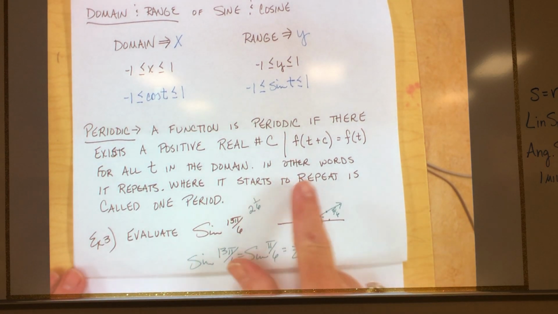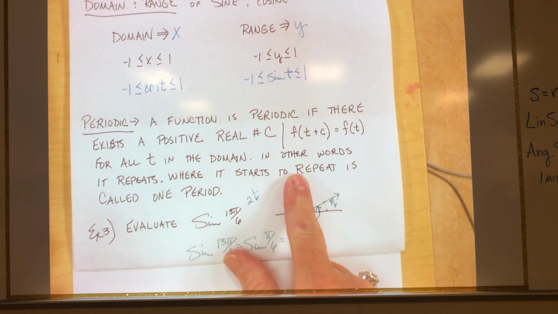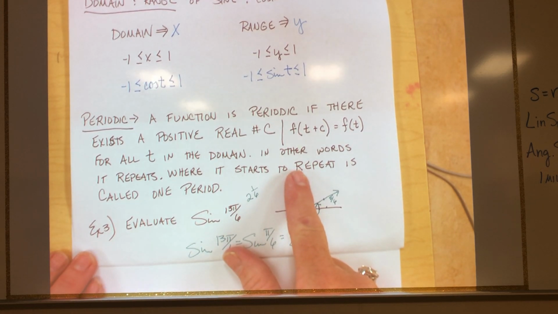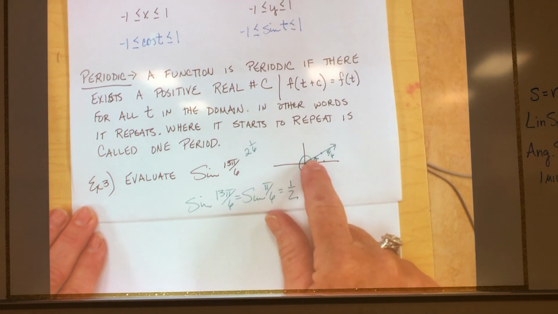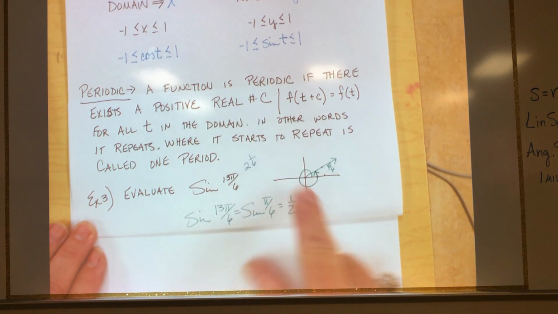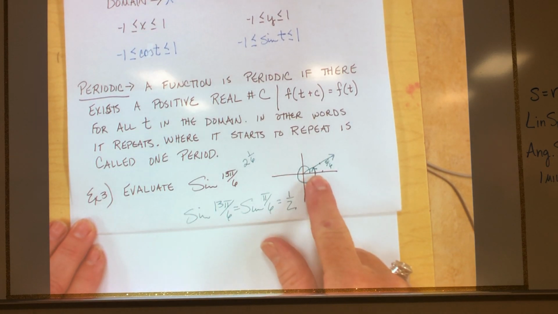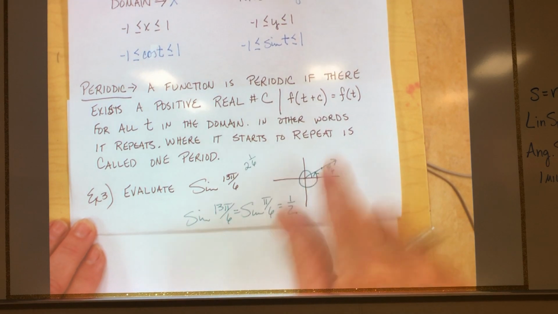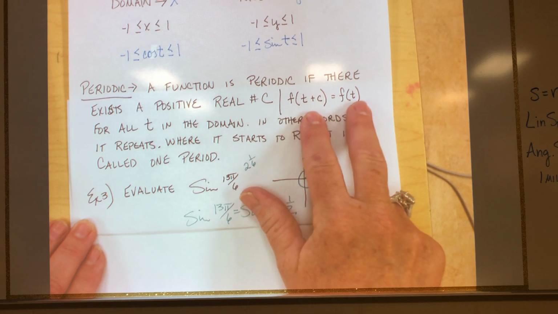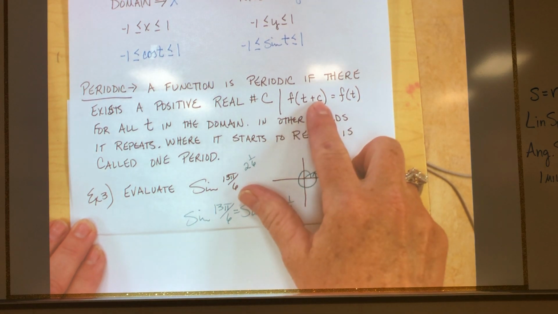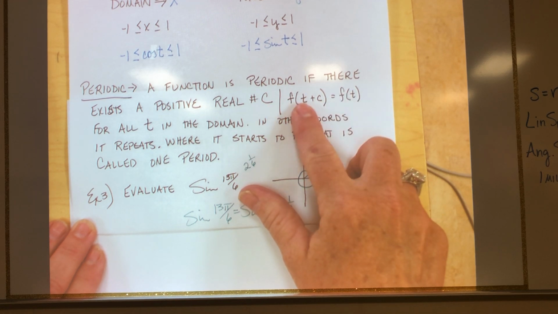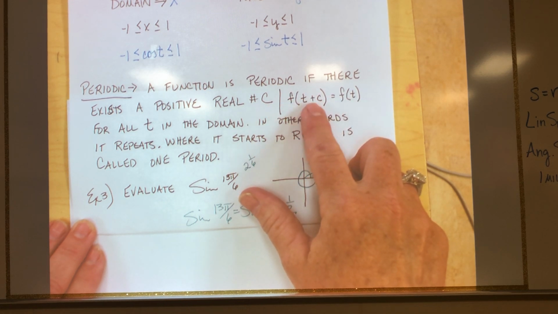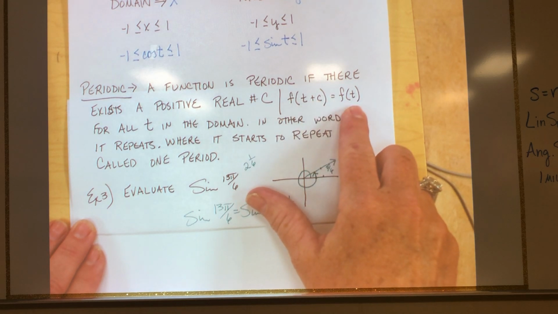All right? And then we talked about a periodic function, which is just a repeating function. We talked about where it starts to repeat is called 1 period. All right? And we learned that this number c is actually 2 pi all the way around the circle, because once it goes all the way around the circle, then it starts repeating itself. And so that's where this definition right here comes from. All right? I can add that 2 pi to any function and get the same function value. The sine of pi over 3 plus 2 pi is the same as the sine of pi over 3.